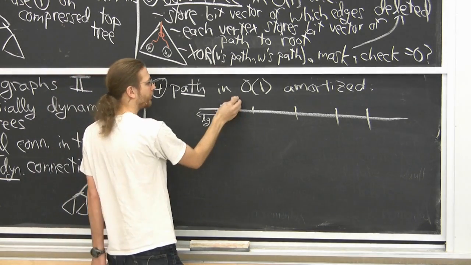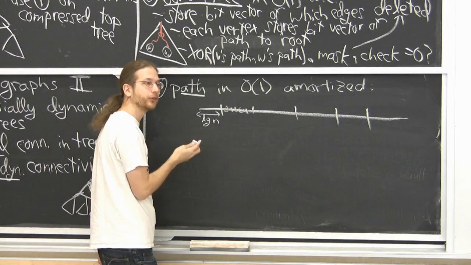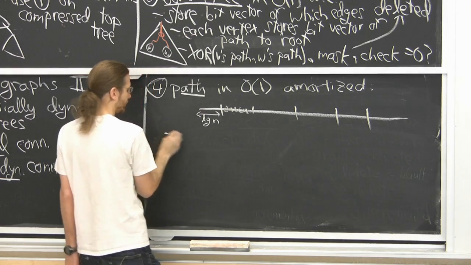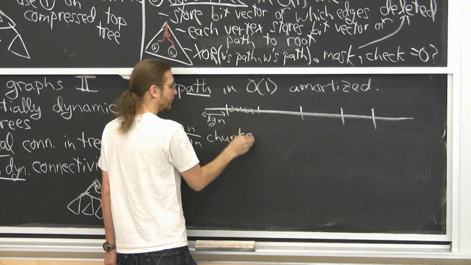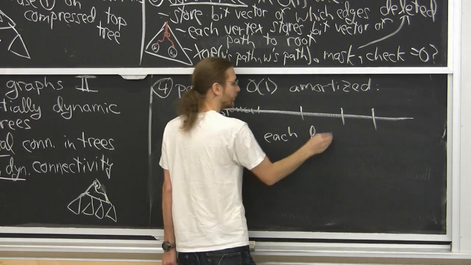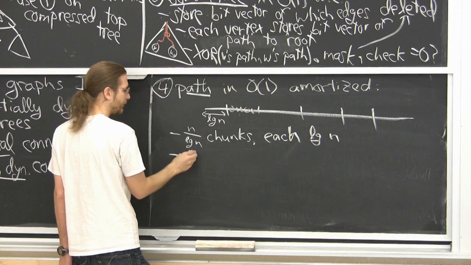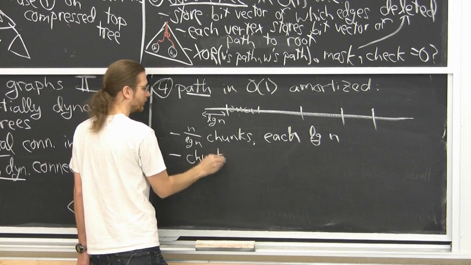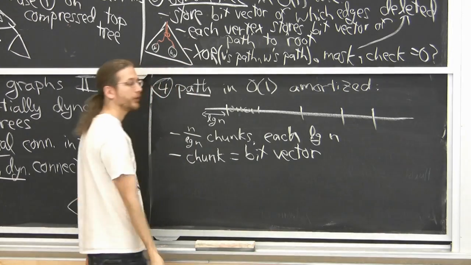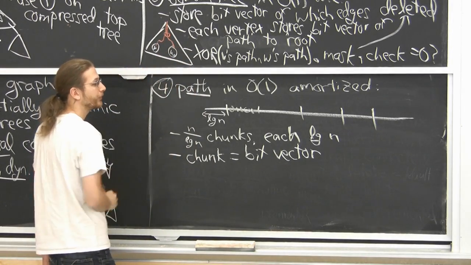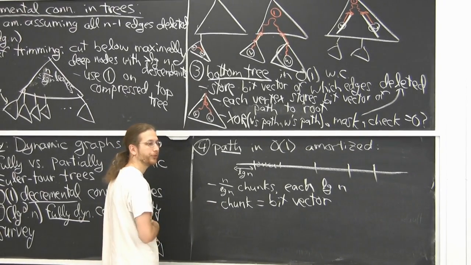So if I store a summary vector, we can think of these as being 0, 1, 0, 1, whatever, where the 1s mean this edge has been deleted, 0 means it hasn't been deleted. So, n over log n chunks, each log n edges. And I'm going to store each chunk as a bit vector. The bit vector has log n bits. w is at least log n, so I can do the same sort of things I could do before. If I delete an edge, I set a 1 bit in the chunk bit vector.